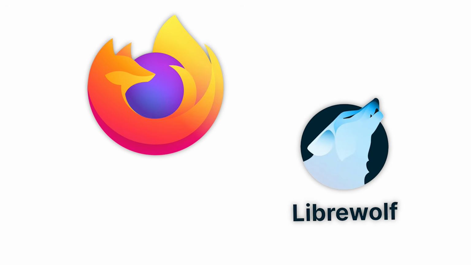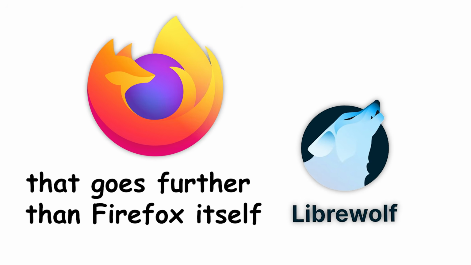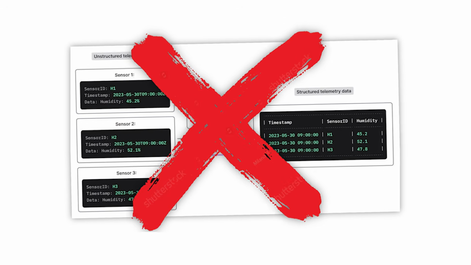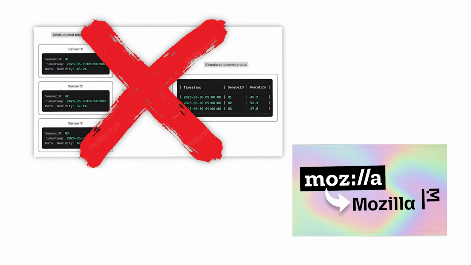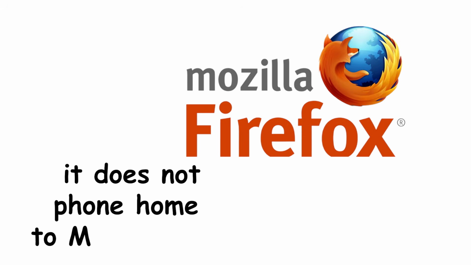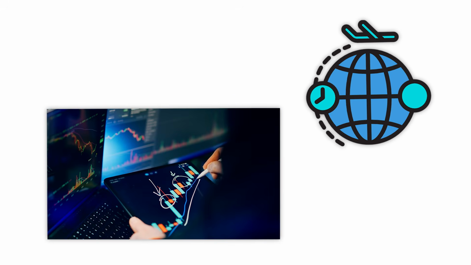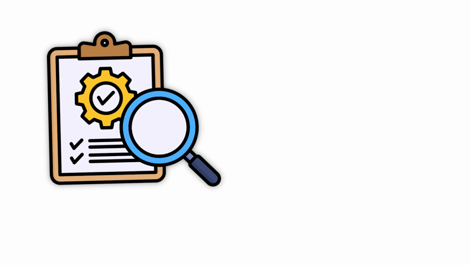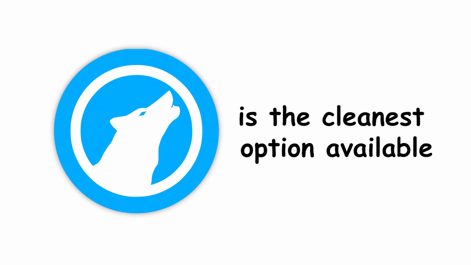Expert aside, LibreWolf is a Firefox fork that goes farther than Firefox itself. It disables all telemetry, removes Mozilla's Pocket integration, uses a privacy-focused search engine by default, and ships with the uBlock Origin ad blocker pre-installed. It does not phone home to Mozilla at all. The trade-off is that you lose automatic updates and some convenience features, but if maximum privacy with a non-Chromium engine is the goal, LibreWolf is the cleanest option available.